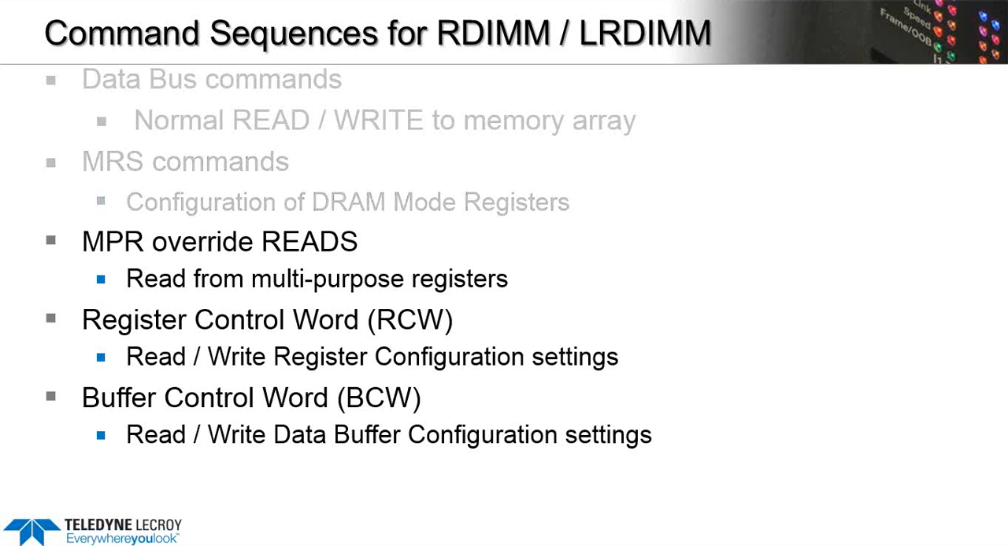Again, we now have this MPR, or multi-purpose register, reads and writes, that can be sent to the DRAM or to the buffer. Memory guys kind of refer to this as a scratch pad inside the DRAM where you can read and write custom patterns for doing things like retraining and error recovery. The last two sequences are special commands. Again, these are specific to RDIMM and LRDIMM, but you've got your register control words that configure the register, and you've got your buffer control words that configure the data buffers. You know, we'll look at these in a second.